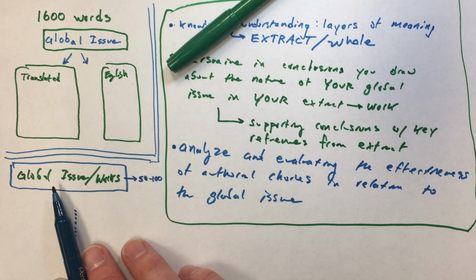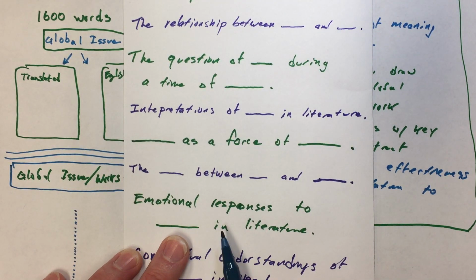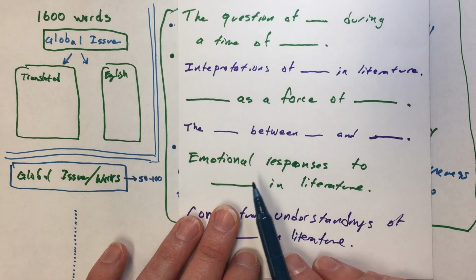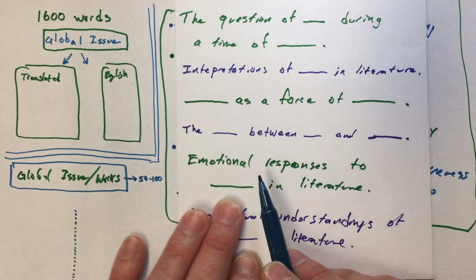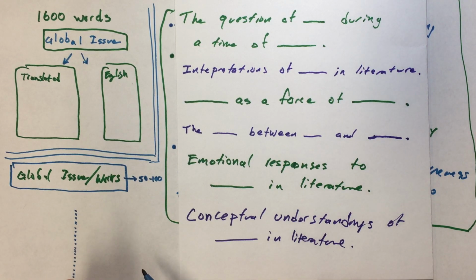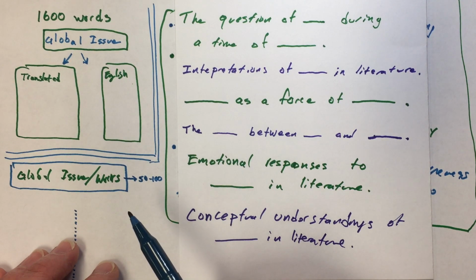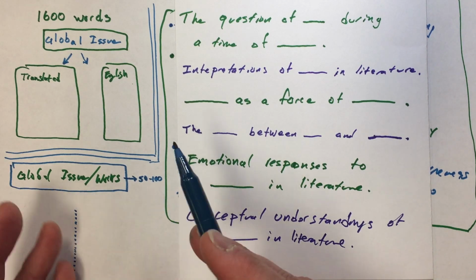When I think about the global issue, it's an overall thing. So if we use our sentence frames here and just pick one, we could say emotional responses to war in literature is the global issue. Each work is going to have what I consider a mini thesis statement with respect to this global issue. For work A, the thesis statement is: in this work, the author uses metaphor, imagery, and tone to explore the way that war is present after it's over. That's one possibility.